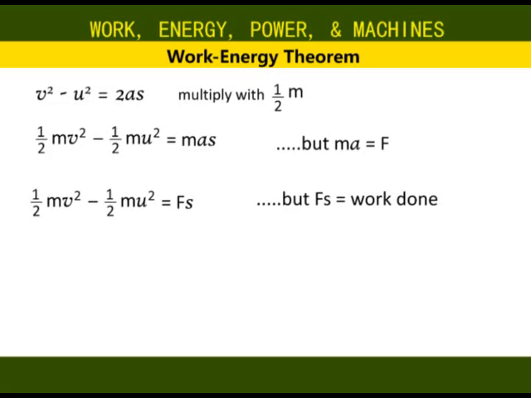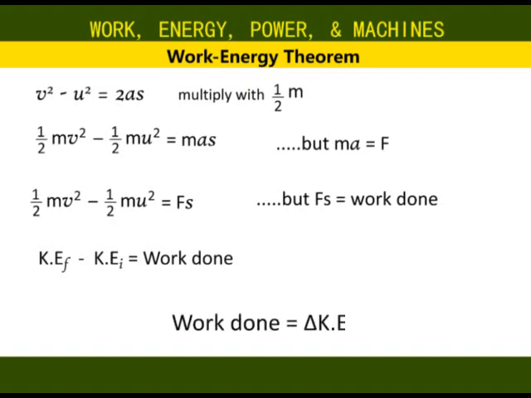A half mv squared is the final kinetic energy, and a half mu squared is the initial kinetic energy. In simple terms, final kinetic energy minus the initial kinetic energy is equal to work done. Therefore, work done is equal to the change in kinetic energy. This is called the work energy theorem.